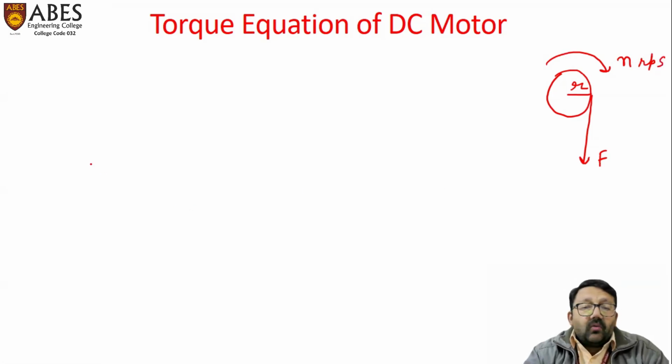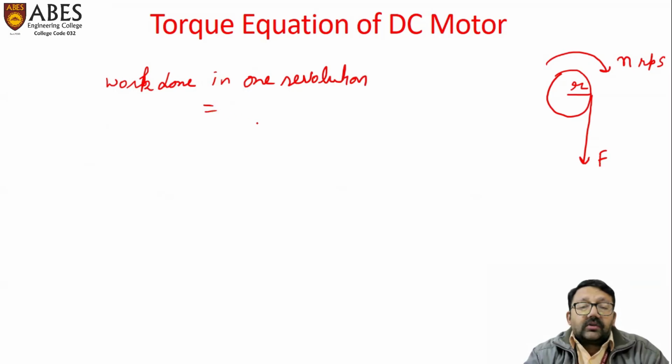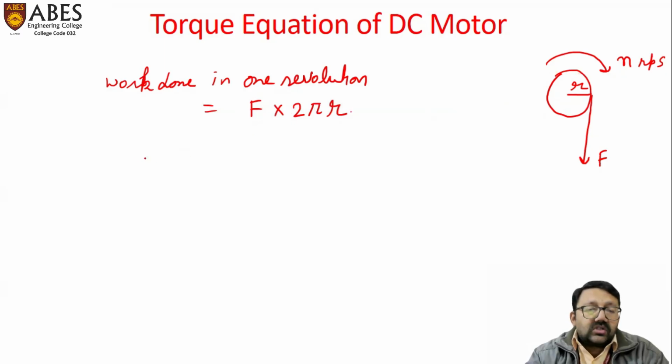So, work done in one revolution is equal to the force multiplied by the distance. For one revolution, the wheel is to be rotated through its entire circumference. So, the applied force F is multiplied by this distance 2 pi r. This is the work done in one revolution.